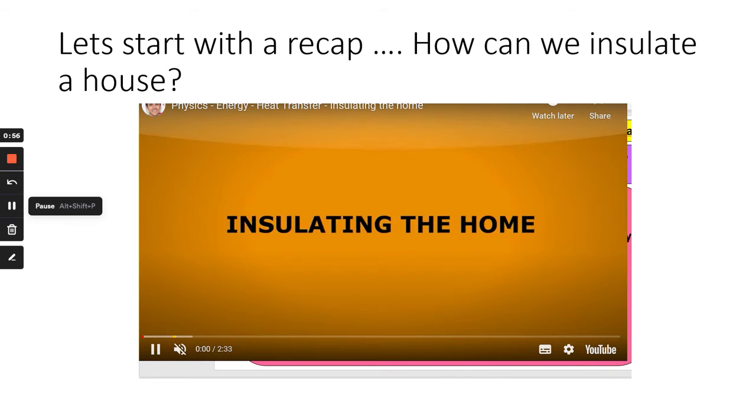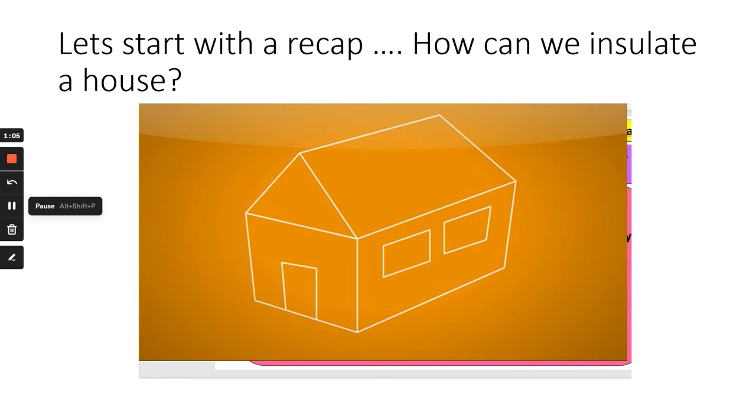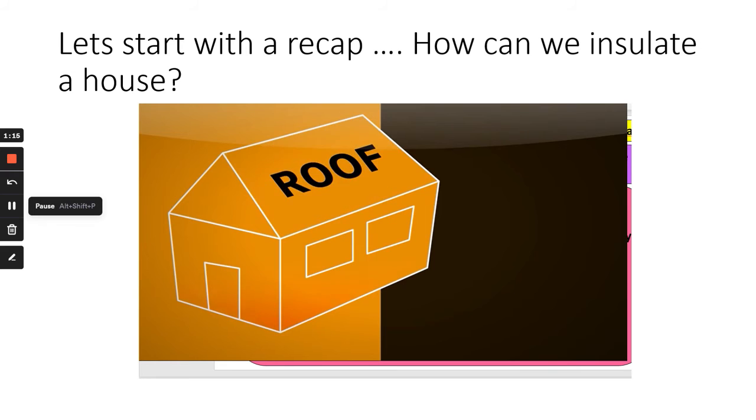So, now we've seen these three different methods of heat transfer, let's put them into action a bit and see if they can save some money on your heating bill. So, if we look at a typical house, there are loads of different ways that house can lose its heat energy. One of the big ways, as you can see, is through the roof. That's obviously because hot air rises, so that's going to be the warmest part of the house. So one thing you can do to reduce your energy bill is put some loft insulation in.